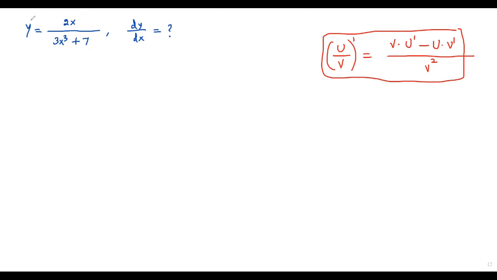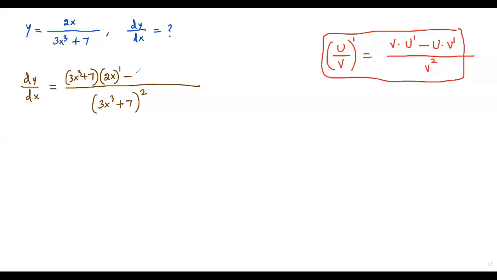In the given function, on the left side I have y. So when I find the derivative of y with respect to x, I'll be getting dy over dx. On the right side I have variable in both numerator and denominator, so I have to use the quotient rule. First I have to square the denominator, so I'll be getting 3x cubed plus 7 the whole squared. Now I take this denominator as it is over here and get the derivative of the numerator, that is 2x prime.